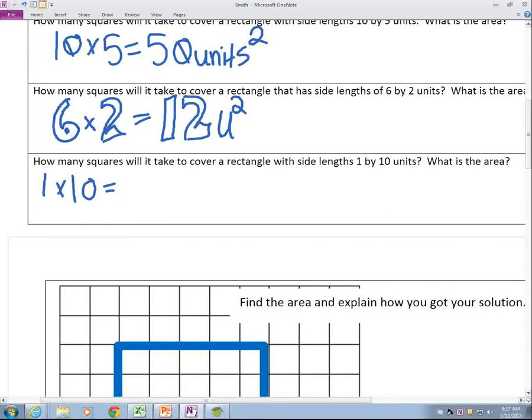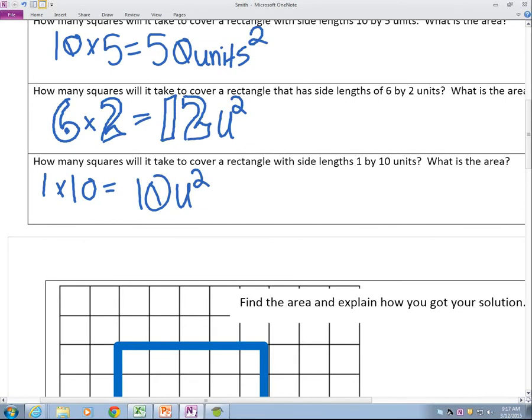So it's 10. So it's 10 units squared. All right, how many squares does it take to cover a rectangle with side lengths 1 by 10? What is the area? It's going to take 10 squares, and it's 10 units squared. This one has 12 squares, and 12 units squared is the area.